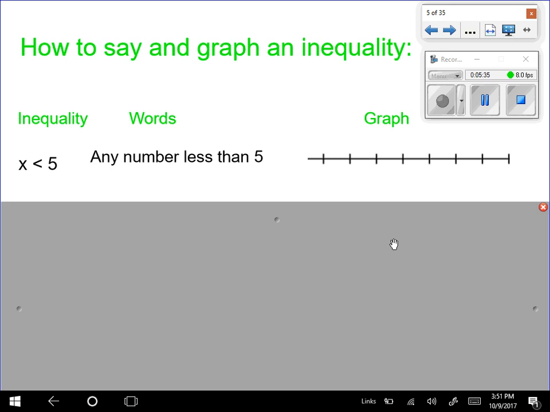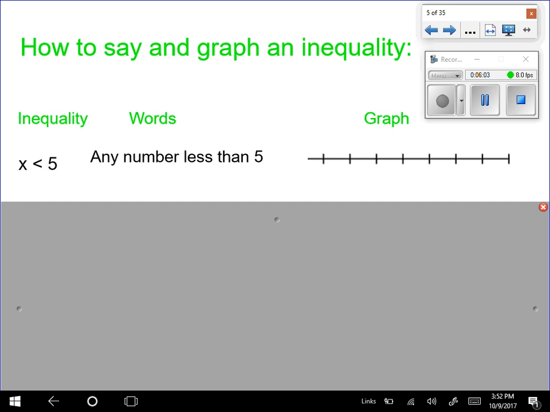We have x is less than 5. Remember, you probably learned about inequality symbols. You talked about how the alligator mouth is going to eat the bigger number. Well, we don't really talk about that once we get to middle school. We want to advance our language of mathematics a little bit. So in words, this would be any number less than 5 would be a solution to this inequality.